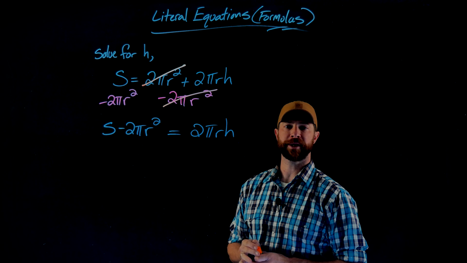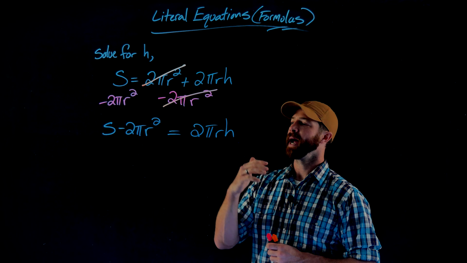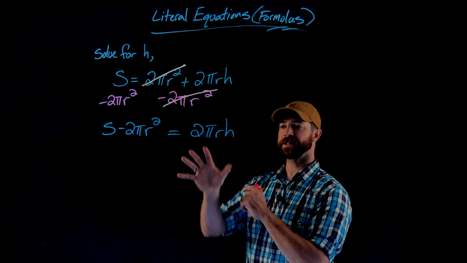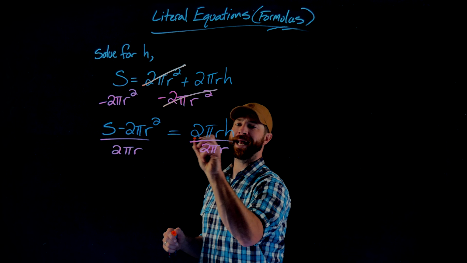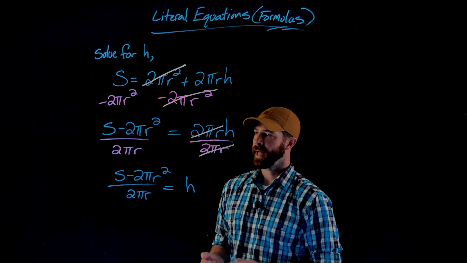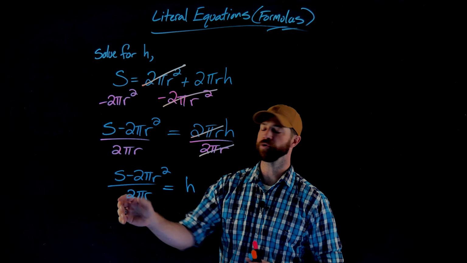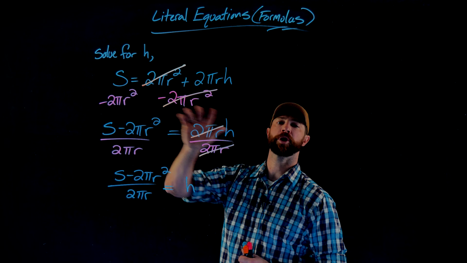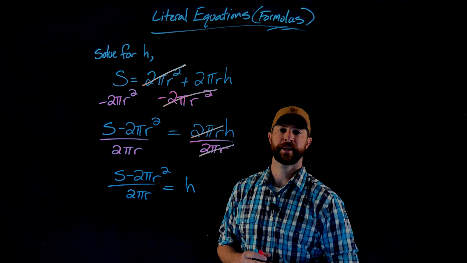There's no addition or subtraction going on. The only operations are these multiplications, the 2, the pi, and the r. I don't need to deal with those separately. I can divide these all at the same time. I'm going to divide this term right here by 2 pi r. Dividing by 2 pi r will cancel out these factors right here, leaving me with h on the right-hand side. And on the left-hand side, I'm simply left with s minus 2 pi r squared over the 2 pi r. Again, what I did was I subtracted 2 pi r squared to move this term. Then I divided by 2 pi r, isolating the h on the right-hand side of the equation.